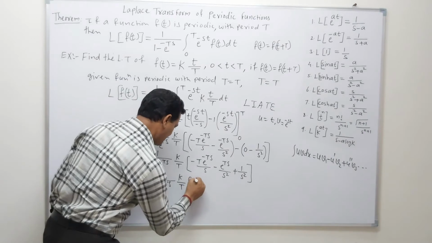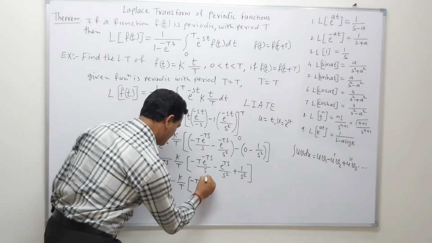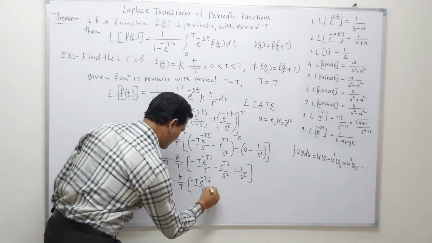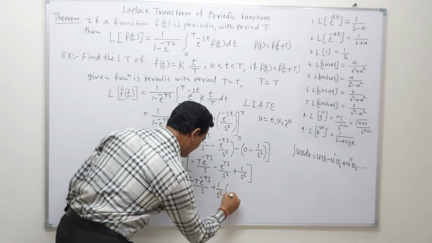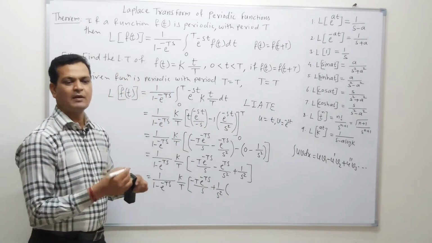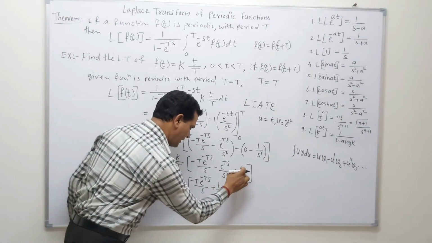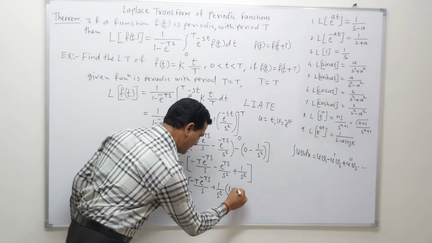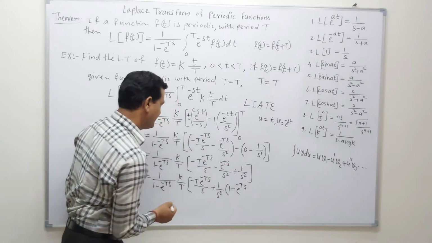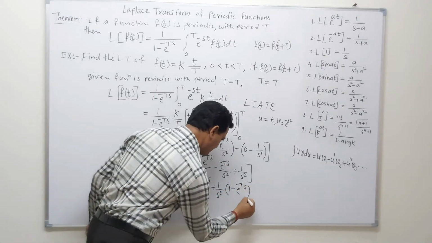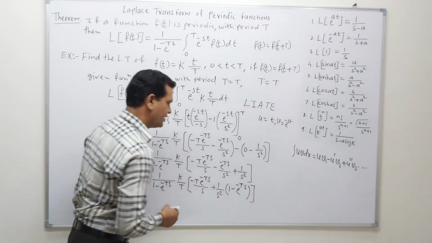So we get minus t e raised to minus Ts upon s, plus, after taking 1 upon s square common from these two terms, write the first term as 1 minus e raised to minus Ts, with a minus sign. So now here is minus, so this is the bracket. Now this bracket is over.